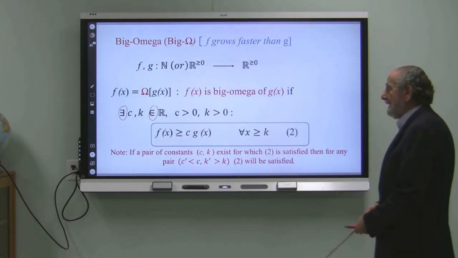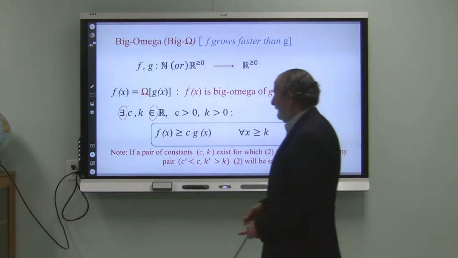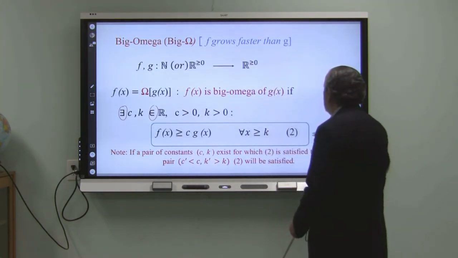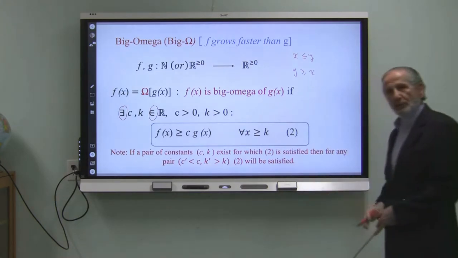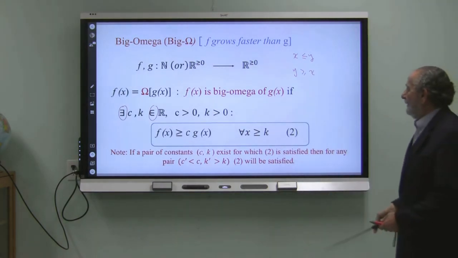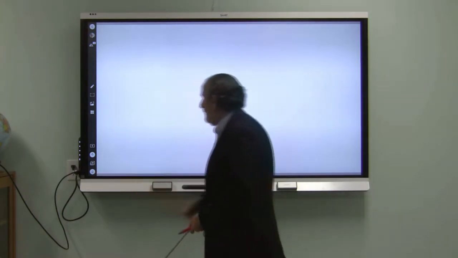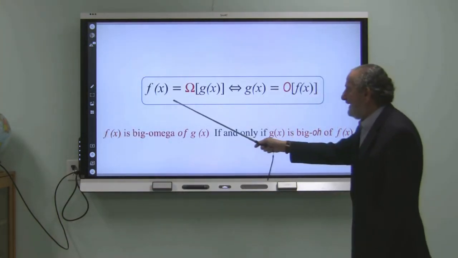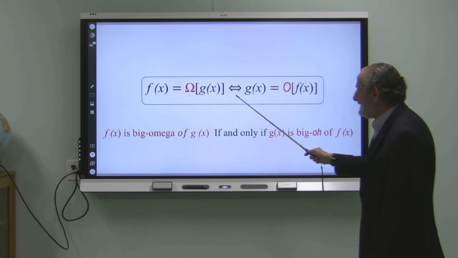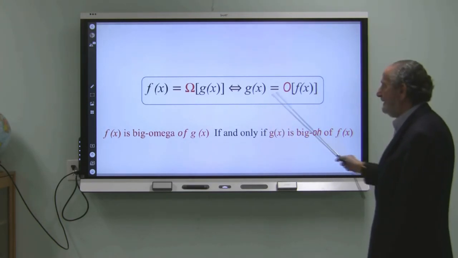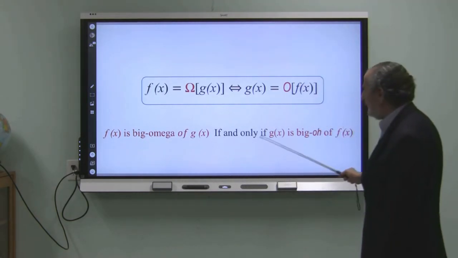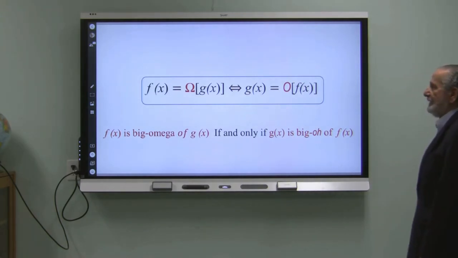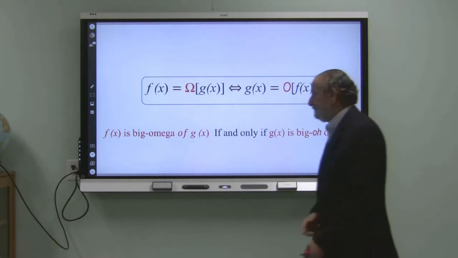Again, c and k are not unique, and you will understand now, if x is less or equal than y, then y is greater or equal than x. That's exactly what we're doing. So now, here's what you need to keep in mind: f(x) is big omega of g(x) if and only if g(x) is big O of f(x). They're very, very related, okay?